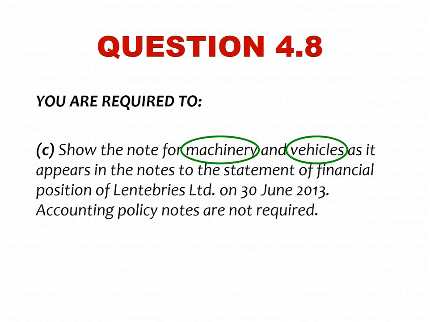Part C, we are required to show the note for machinery and vehicles as it appears in the notes to the financial statement of Lenterbreeze on 30 June 2013. It's important to note that we only need to do this for machinery and vehicles, not equipment. Please read your required questions very carefully, as you don't want to be wasting time doing unnecessary work.